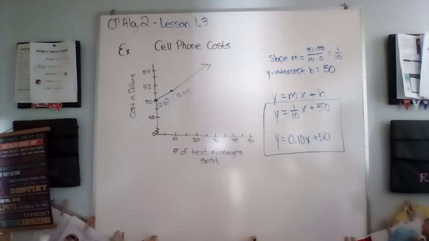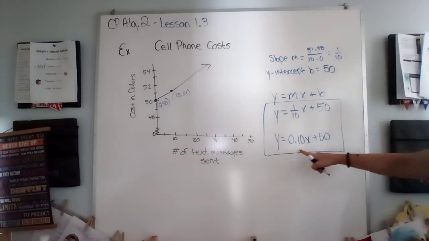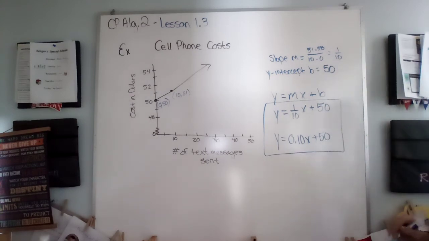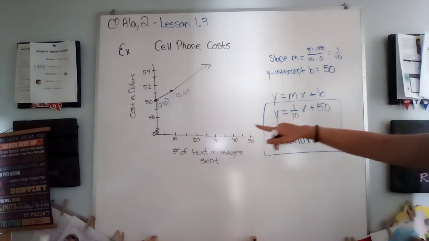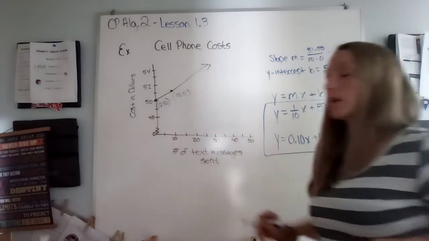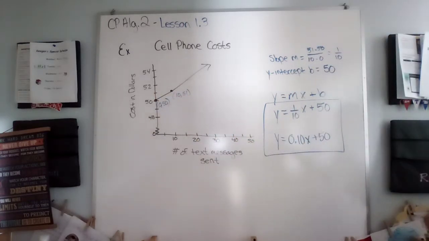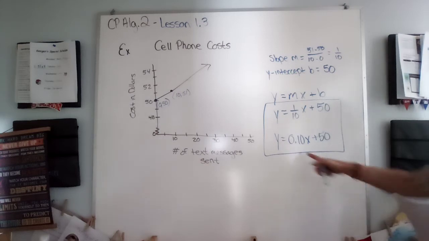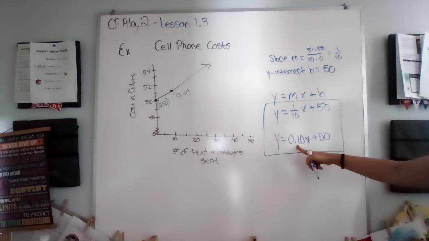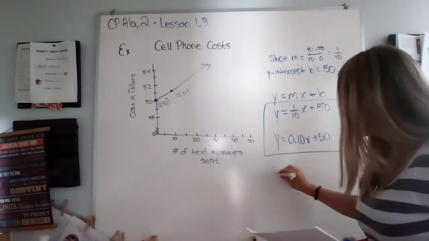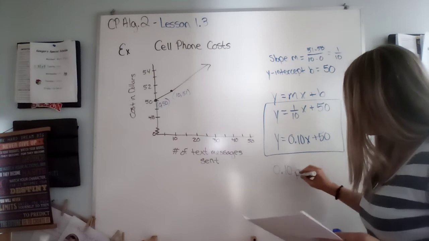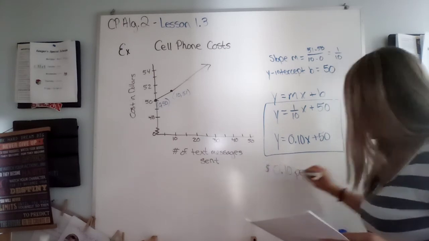All right, so what does the slope represent? Okay, what is 1/10 representing? So think about it before I just give you the answer. Think about it in terms of this problem. It's talking about cell phone costs going up in cost, going over a number of text messages. So what does it represent? A few different ways of stating it. I'm going to look at this number and I'm going to say it's 10 cents per text message.